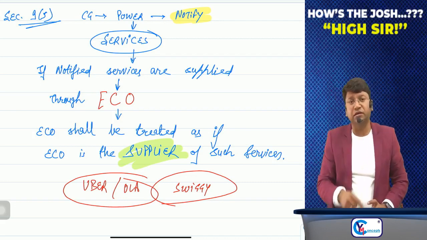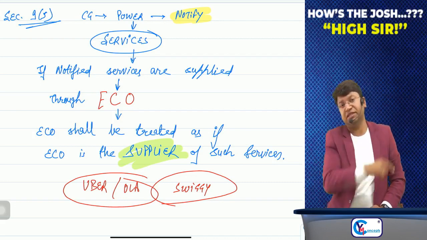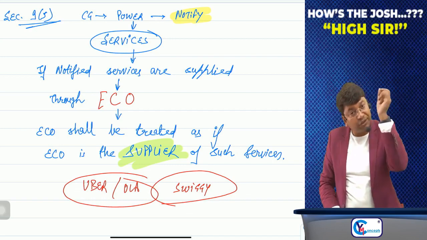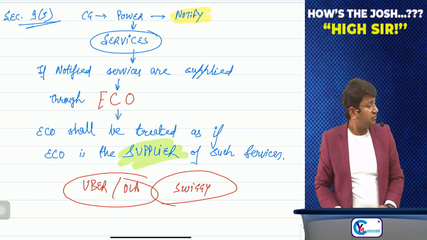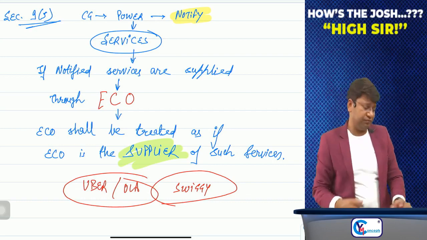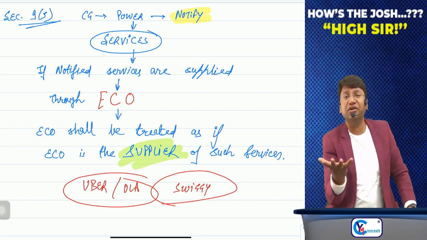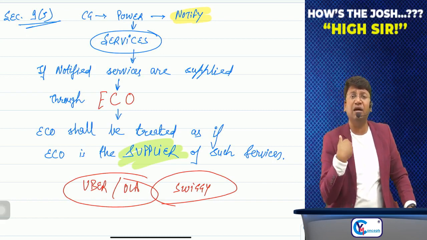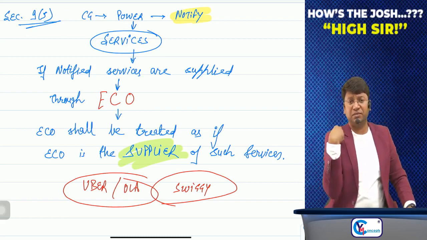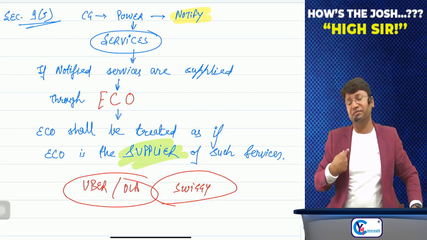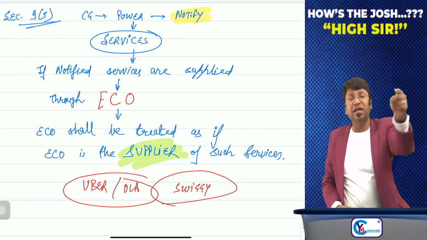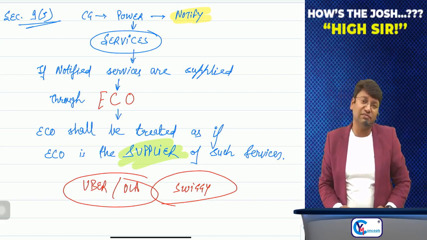First of all, the point comes, sir, who has provided you services? Who is the actual service supplier? This taxi driver is the actual service supplier. Ola is just a platform. Ola is just an electronic commerce operator who has provided a platform where we both, customer and supplier, can meet. Actual service supplier is Mangal. You are the recipient of service.